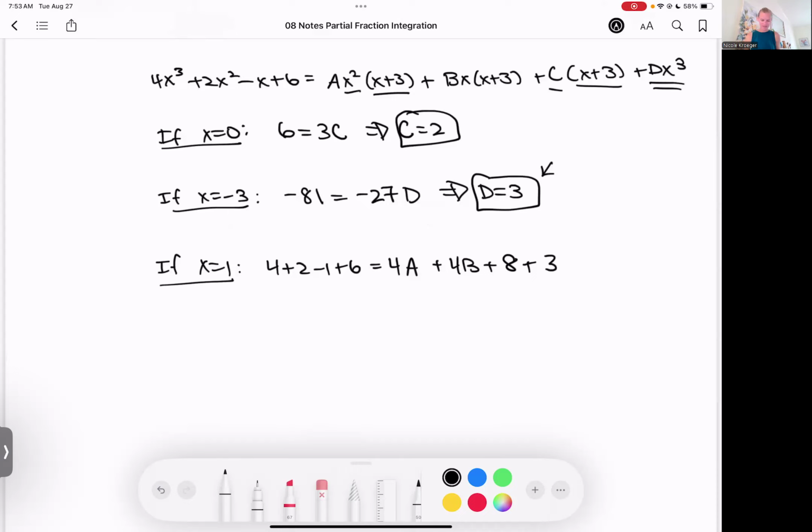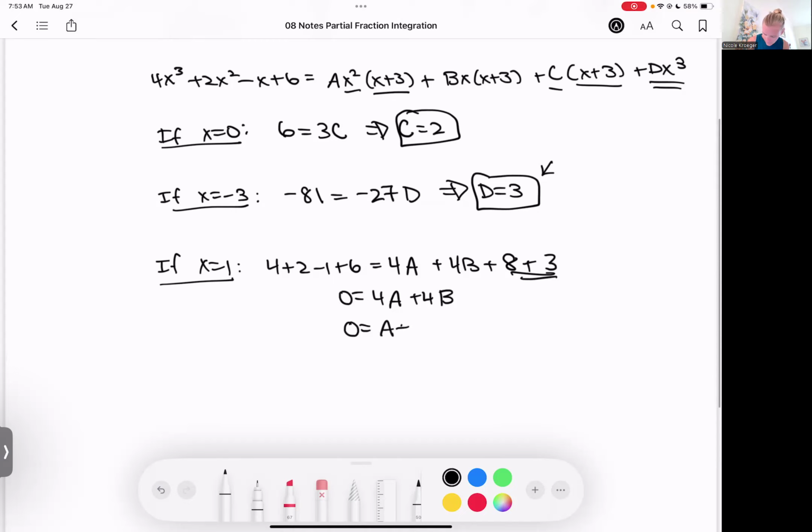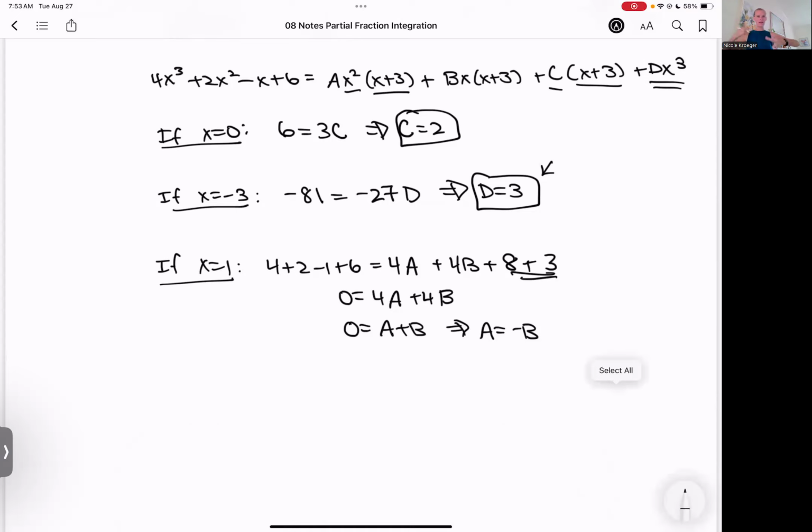Okay, so now if I rearrange things here, I'm going to have 4 plus 2 minus 1 plus 6, and I'm going to subtract these guys over, so minus 11. So that is going to give me 0 is equal to 4a plus 4b. If I divide both sides by 4, I get 0 is a plus b, and this tells me that a is negative b. That doesn't actually give me an answer for what a and b are equal to yet, and that's because we still need one more equation here. And then when we pair it with the next equation, we'll figure out what a and b are. This will be like a system of equations.